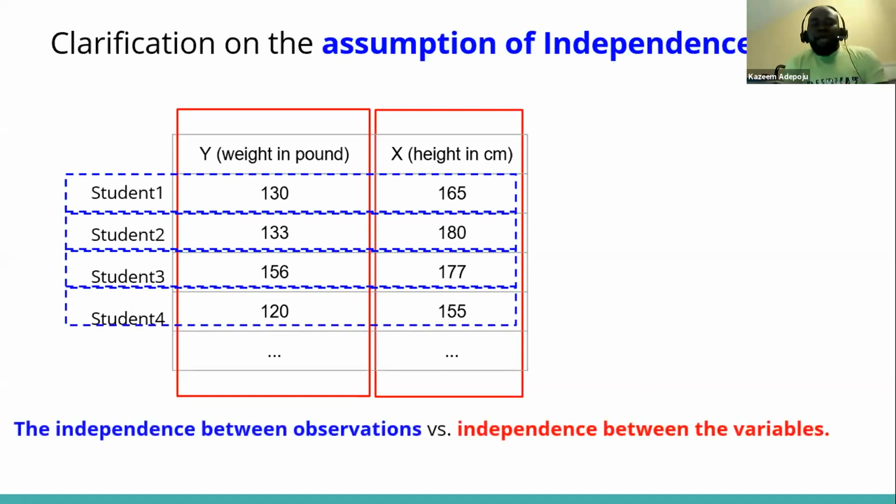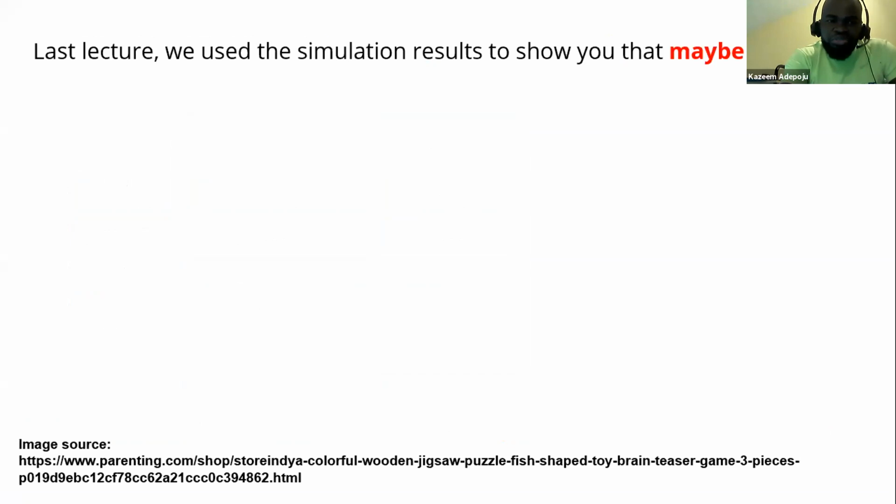Now, when I say independence between observations, I'm trying to distinguish independence between observations versus independence between variables. Do you understand what I mean? The assumption of independence is looking at the way we are selecting these students. The values of the variables of student 1 have to be independent from those of student 2.